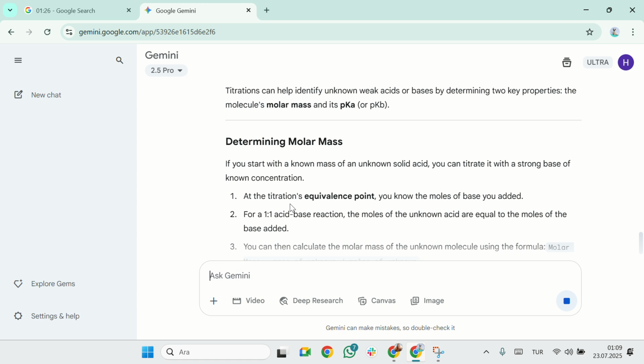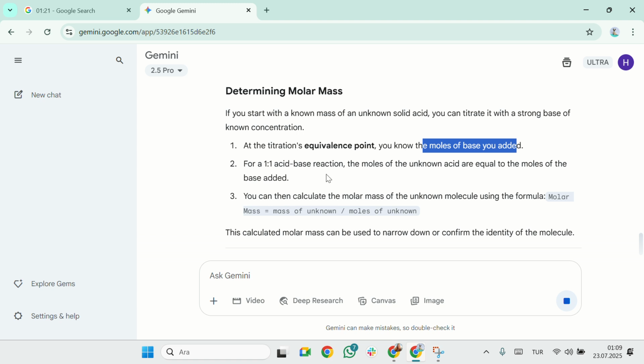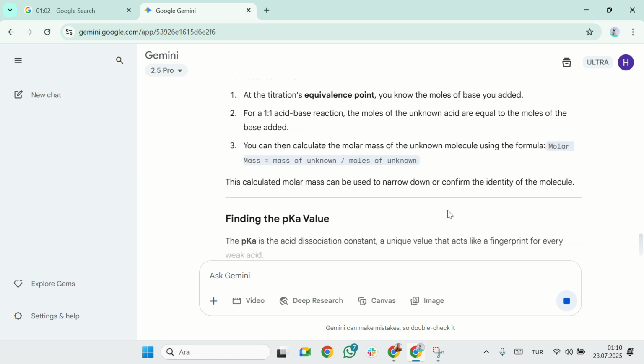Okay. For a 1-to-1 acid-base reaction, the moles of the unknown acid are equal to the moles of the base added. You can calculate the molar mass of the unknown molecule using the formula molar mass equals mass of unknown over moles of unknown. This calculated molar mass can be used to narrow down and confirm the identity of the molecule.